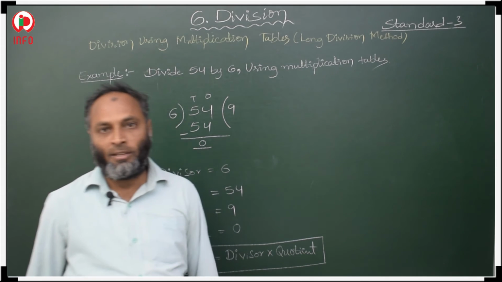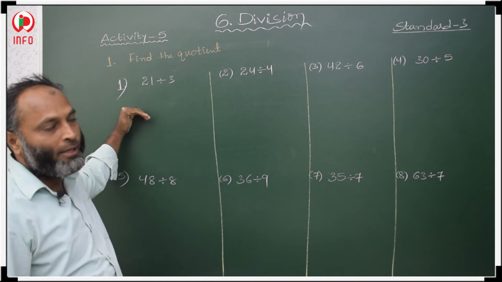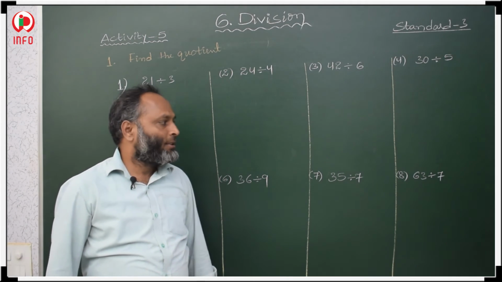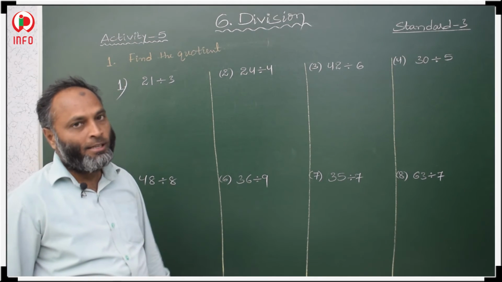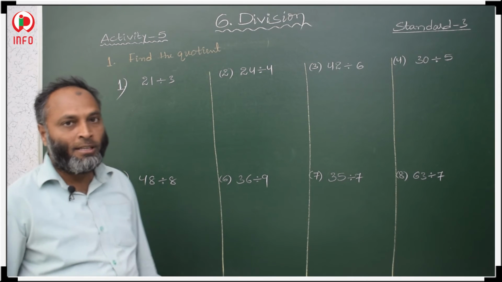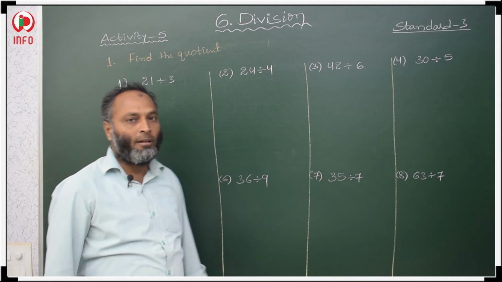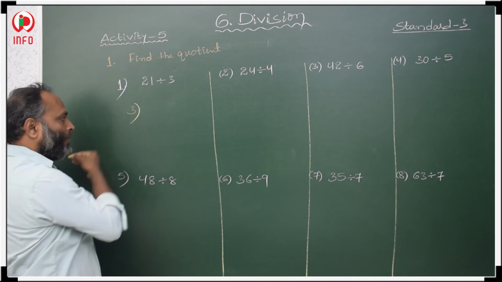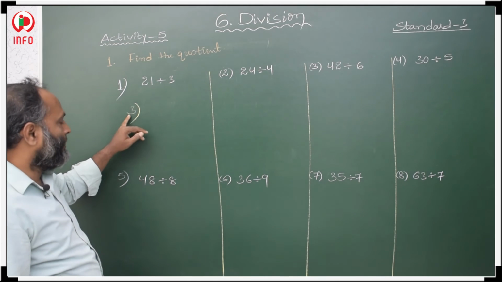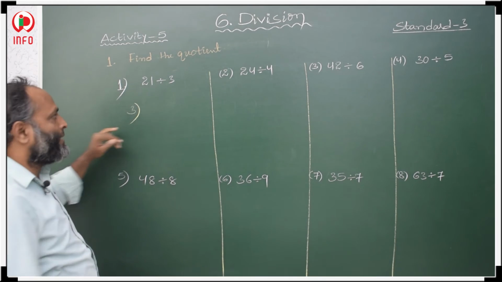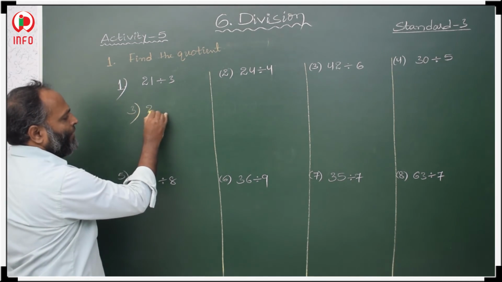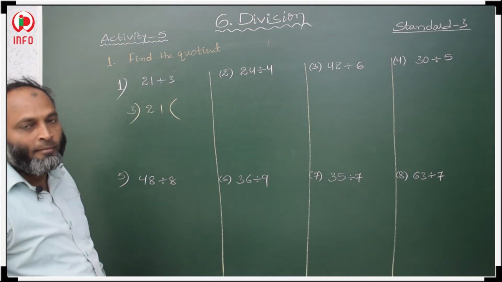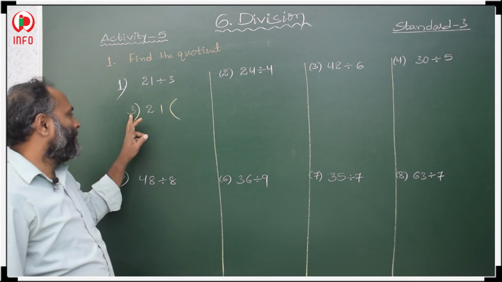Okay, students. So, activity 5, in this activity find the quotient. In these 8 questions, we have to do our division by using long division. Here this is the divisor, 3. We take the divisor like this, and after that the dividend.